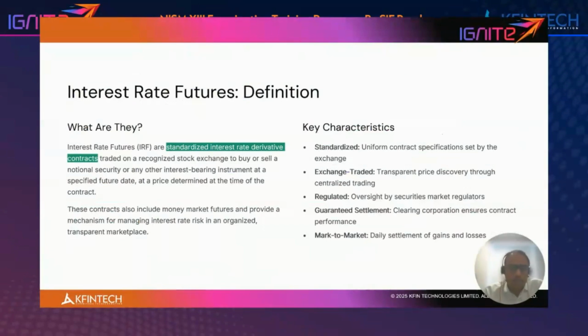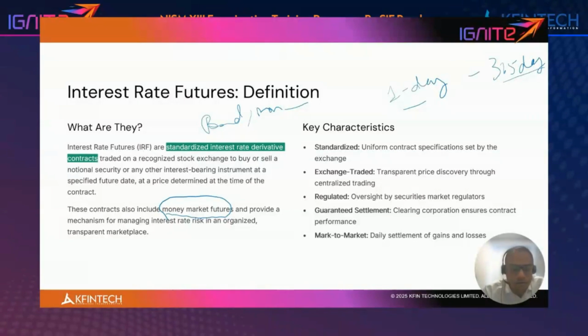So interest rate futures is basically a standardized contract on a recognized stock exchange for purchasing or selling a security. In this case, the security could be a bond or a money market instrument. Money market instruments are those instruments which have tenure from 1 day to 365 days. So those that mature between 1 day to 365 days are known as money market products and money market contracts.